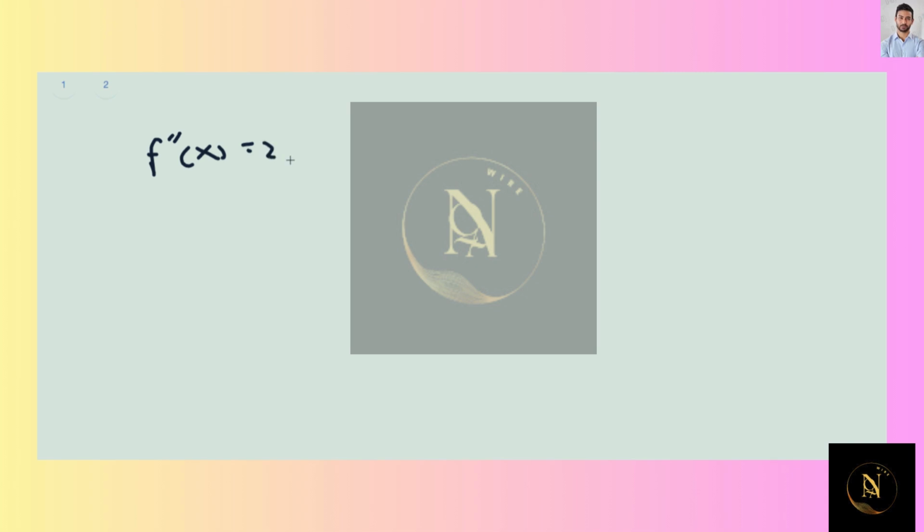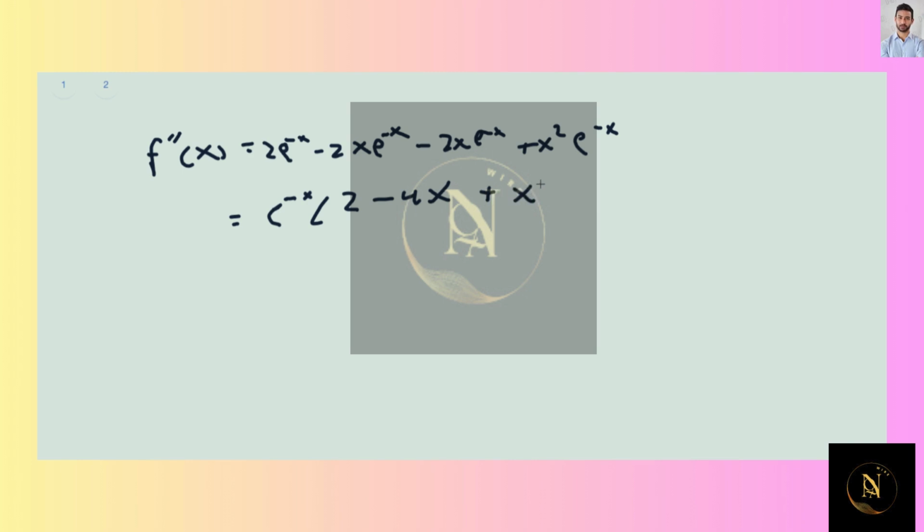So this comes out to be 2e to the minus x minus 2x e to the minus x, and then again minus 2x e to the minus x plus x squared e to the minus x. So we can pull out a factor of e to the minus x, and I'm going to combine these two terms. So it'll be e to the minus x times 2 minus 4x plus x squared. And this polynomial right here, we set this entire thing equal to 0.